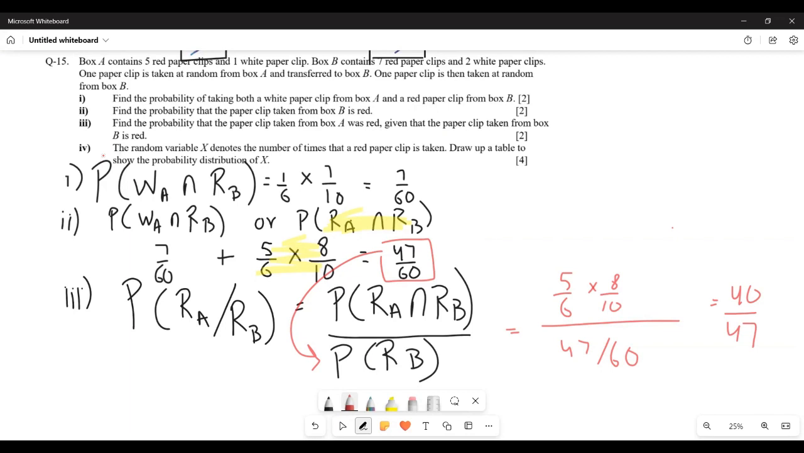Okay, we're not doing part 4 for now. Uh, it's from the topic probability distribution, which we haven't discussed yet.